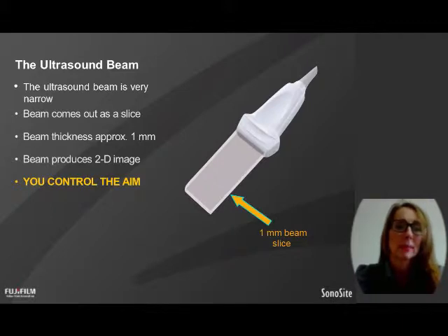The ultrasound beam is very narrow. It's like a piece of paper coming out of the end of the probe. That's what I ask people to imagine, a slice of paper. The beam thickness is about 1 millimetre, and it projects directly out, so you do have to be very careful about tilting the probe. The way you aim the probe, you really need to look at where you're actually angling or projecting the sound waves to. And the beam produces a two-dimensional image.